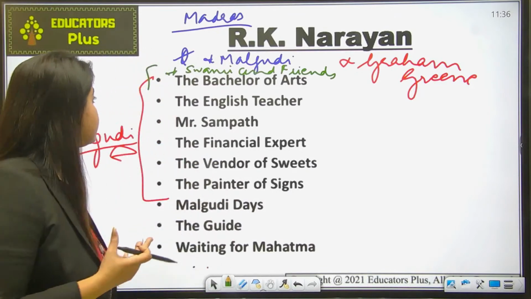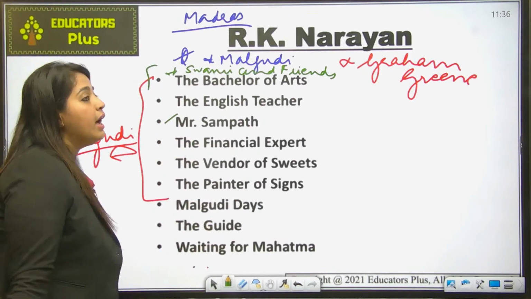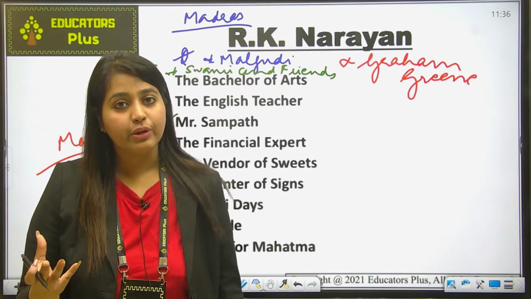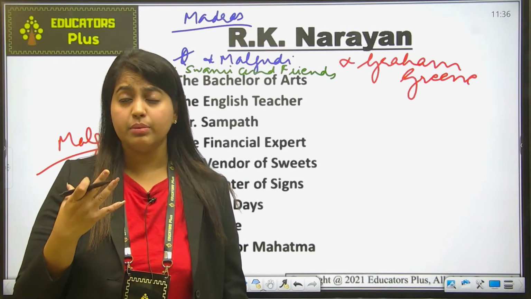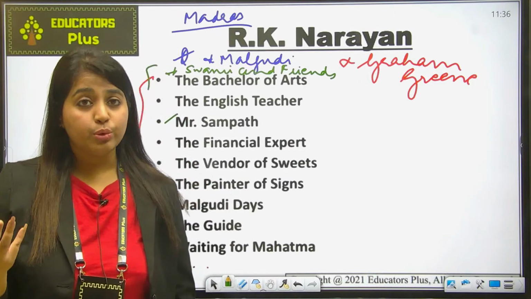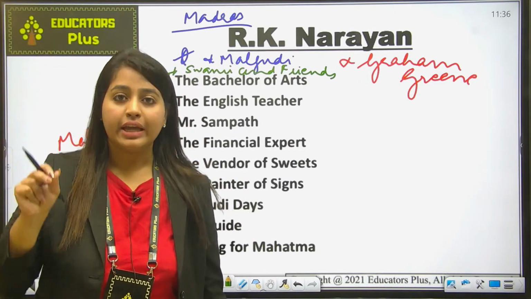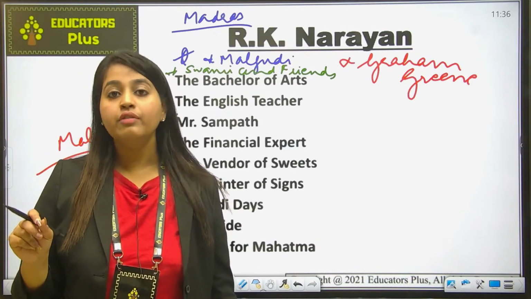So first of all, let's study about Mr. Sampath. Mr. Sampath, again, was set in Malgudi, and it was actually adapted into a movie, or you can say a film. So Mr. Sampath was the title of the Hindi movie, and Miss Malini was the title of the Tamil movie.